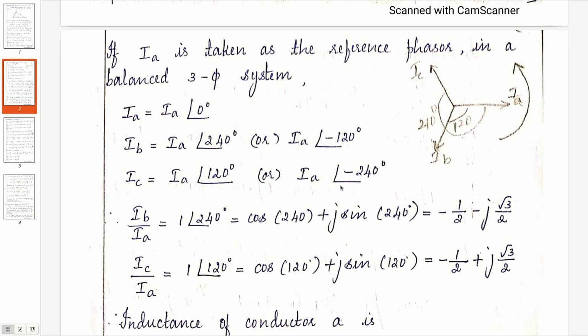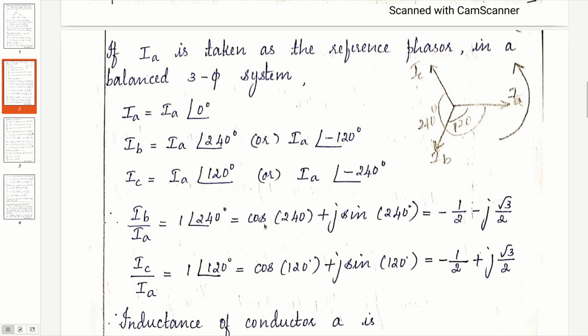Okay. So for a three-phase balanced system, the magnitudes of currents in all the three phases will be the same, but they differ mutually from each other by an angle of 120 degrees. So in the equation we have derived in the previous step, we need these two ratios, IB by IA and IC by IA. From these equations, IB by IA is 1 angle 240 and IC by IA is 1 angle 120.